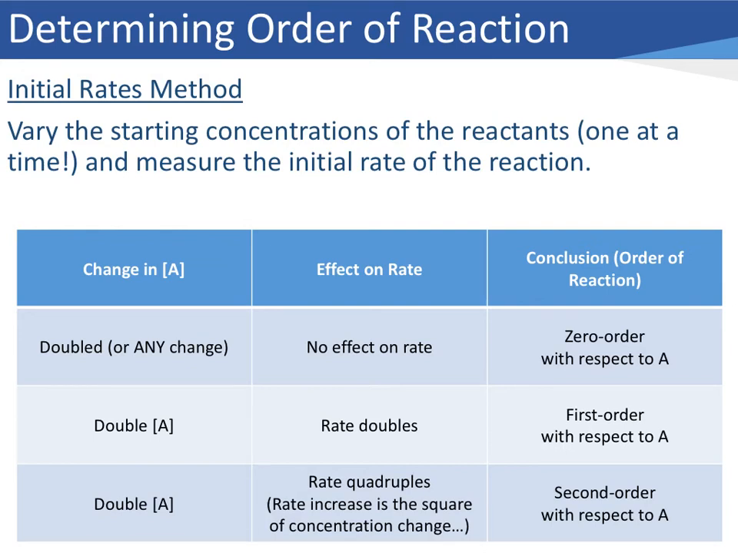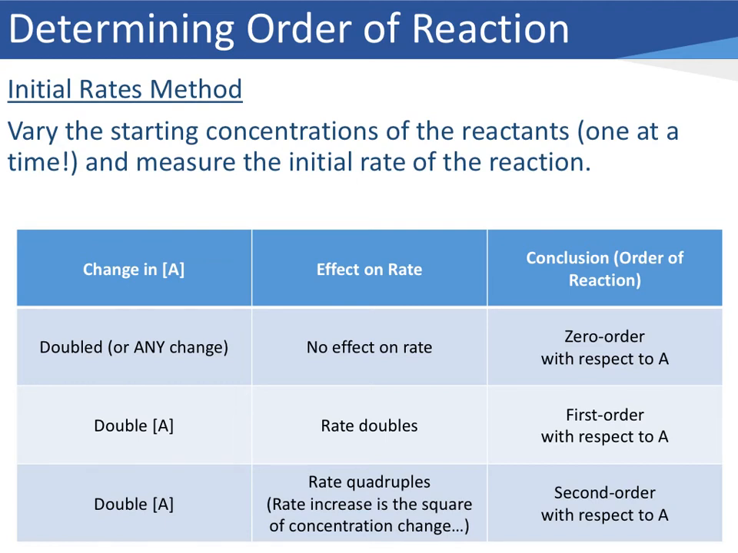Now, in terms of determining order of reaction, we're going to use something called the initial rates method, where we vary the starting concentration of the reactants one at a time, and we measure the initial rate of the reaction. You are going to do this in an experiment using the colorimeter. So, if I have a 0 order reaction with respect to some reactant A, if I double the concentration of A, there will be no effect on the rate. That's what happens for a 0 order reaction. But if I double the concentration of A and the rate doubles, then I know that it's first order. And if I double the concentration of A and the rate quadruples, I know that it's second order.